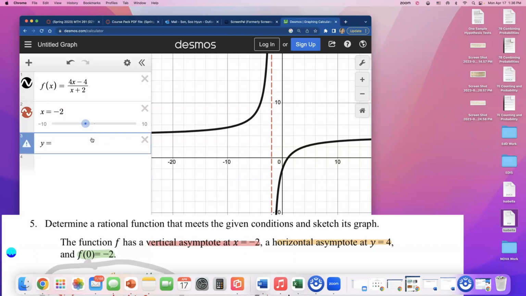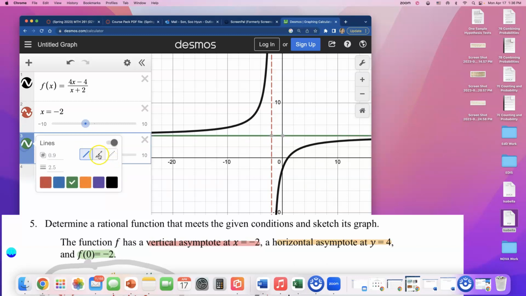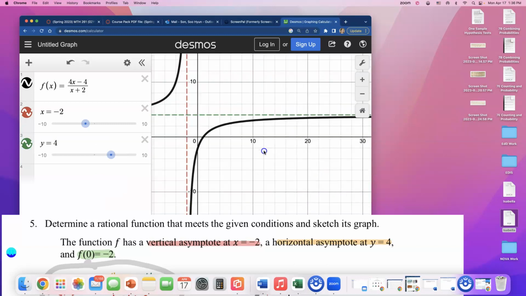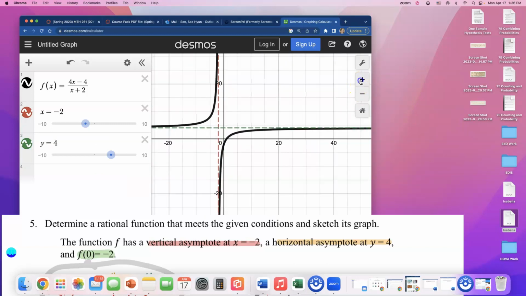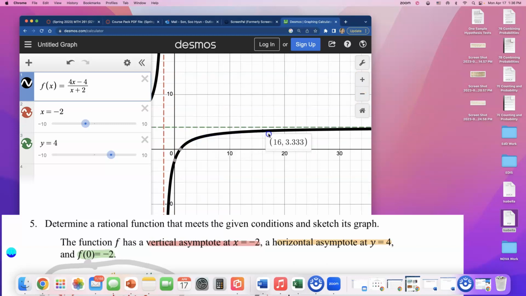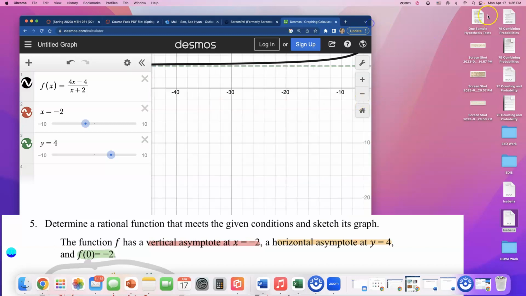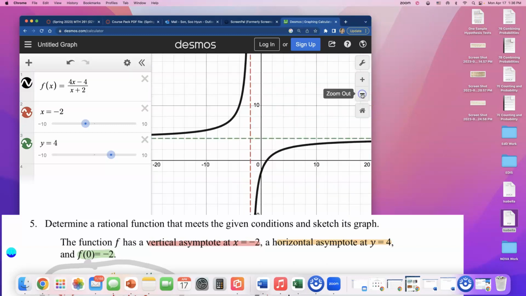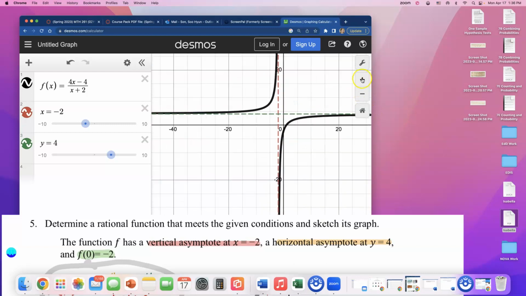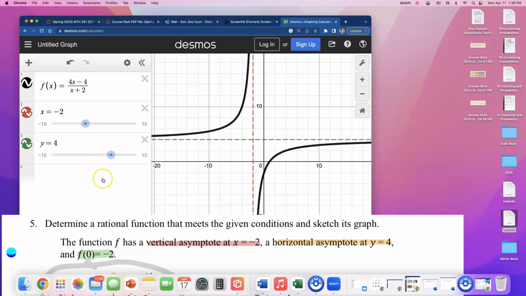Does it have the horizontal asymptote at y equals 4? And to me, yes, it does look like it. As x gets infinitely big, it is approaching that green dotted line from below. And as x gets infinitely small to the left, it is approaching that green dotted line from above. So I do have this graph that has a vertical asymptote and the horizontal asymptote as required. And what if I plot a point, 0, negative 2? Will that purple dot be on the graph? And yes, it is. So this looks great.